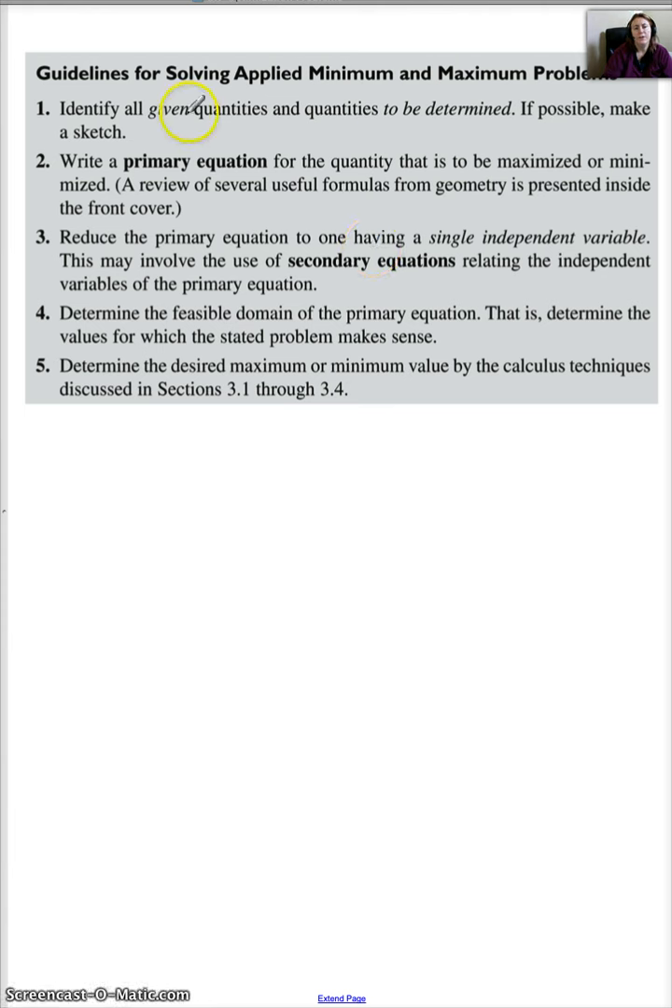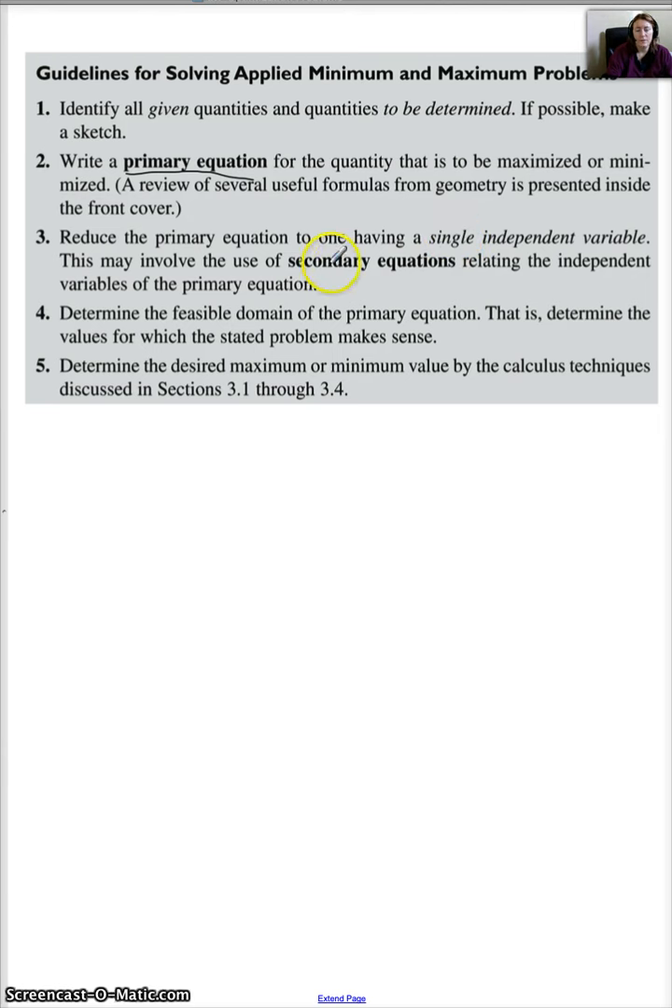Now, here are some general rules and guides for solving these problems. The first thing you need to do is identify everything given and make sure you're very clear on what you're doing, and make a sketch, much like I always do. Now you want to write a primary equation. The primary equation is the one that's going to be maximized or minimized, so this is what you're going to take the derivative of. This tends to actually be fairly simple. It gets more complicated when we throw in our secondary equations.